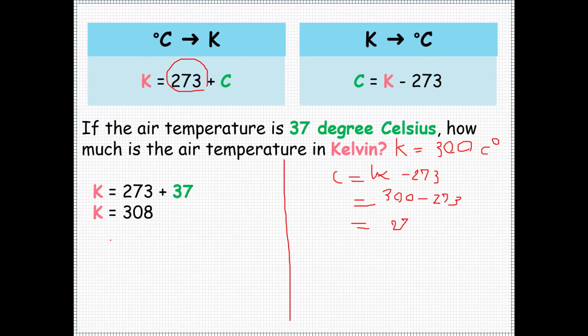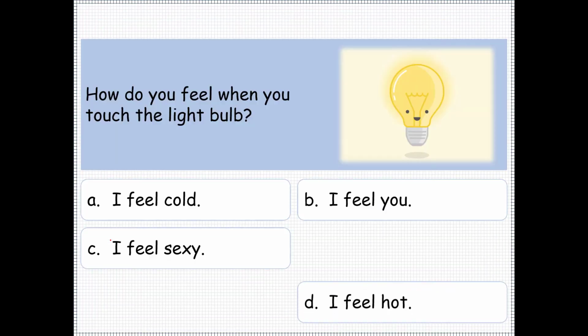Okay, and what about Kelvin? Kelvin is 273 plus Celsius. Kelvin is equal to 273 plus Celsius. Very good.